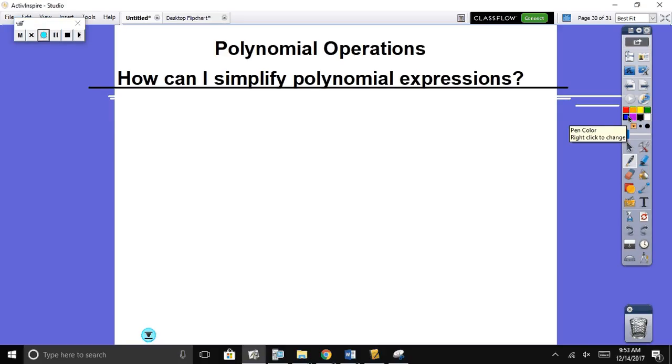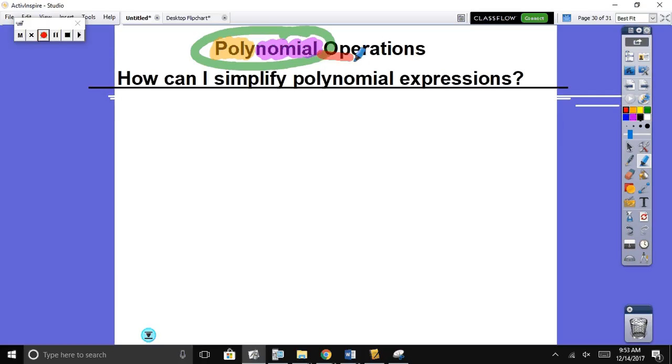Alright, in today's video we're going to learn about how to simplify polynomial expressions. First I want to start by looking at the title. What is a polynomial? If we look at that word, the word poly, what does that mean? It means many, like polygon is many sides, and nomial means term. So we're looking at many termed expressions.